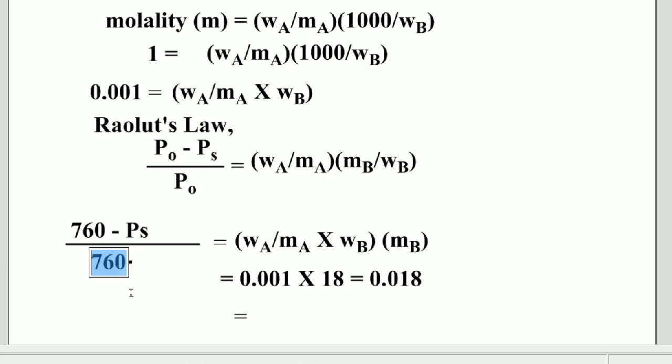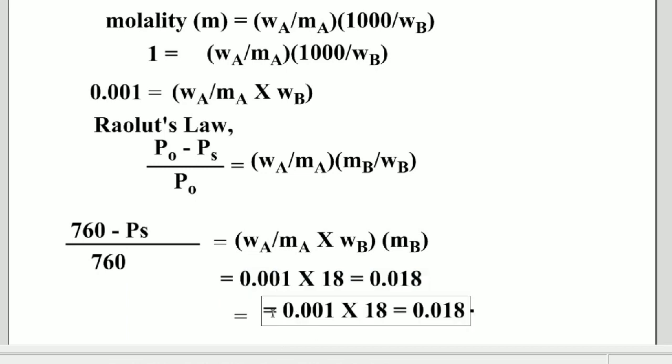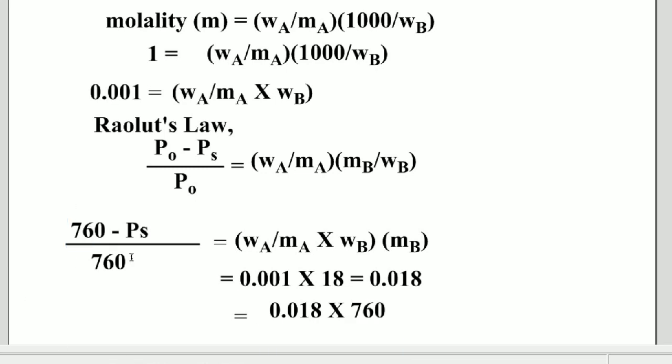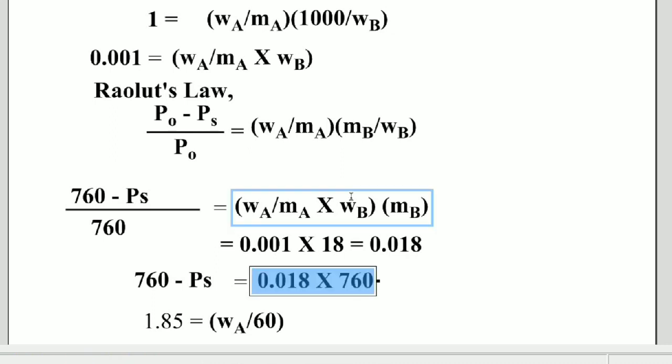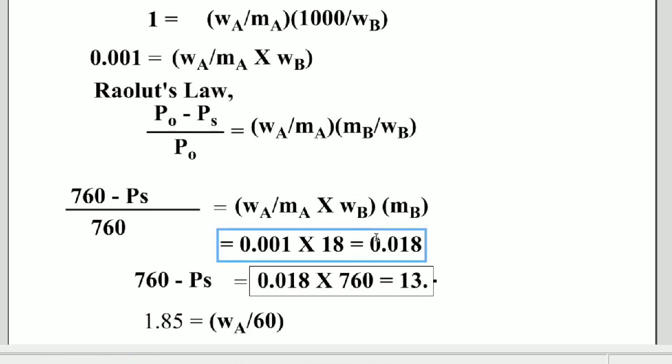Students, the 760 which is present in the denominator comes to the right hand side and is multiplied with 0.018. Therefore 0.018 into 760 equals 760 minus PS. On multiplication, 760 into 0.018 equals 13.68.